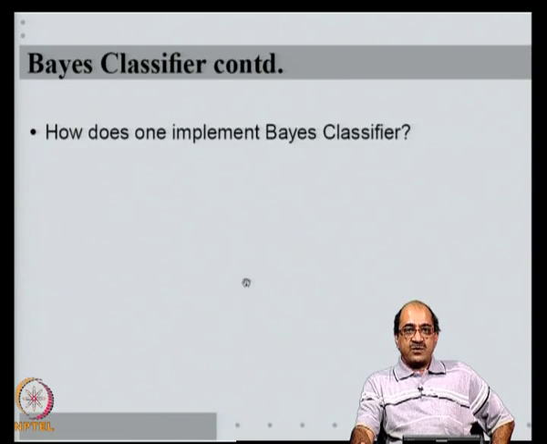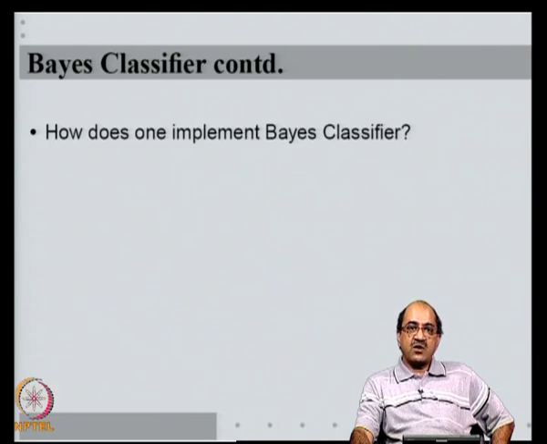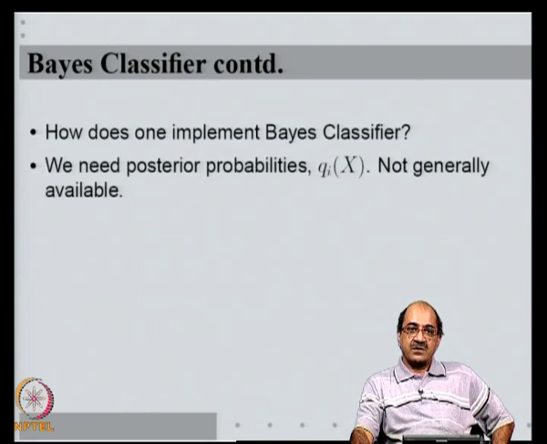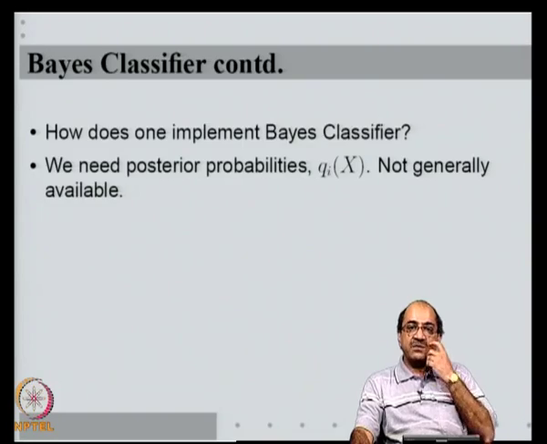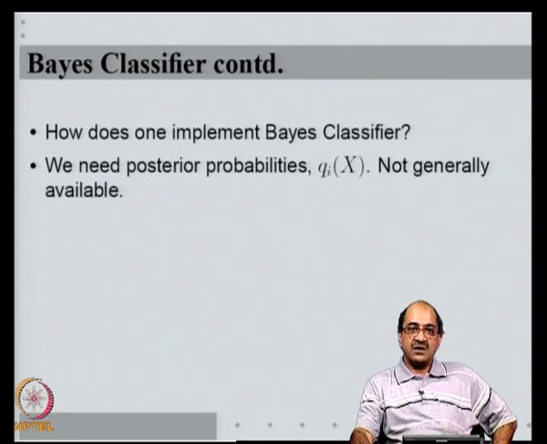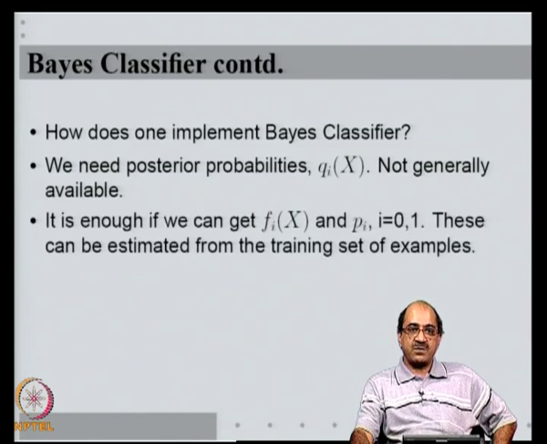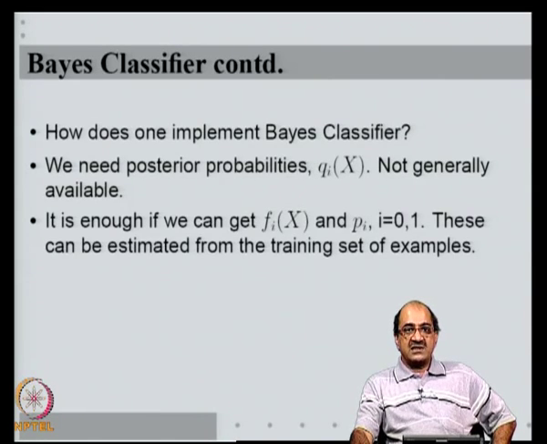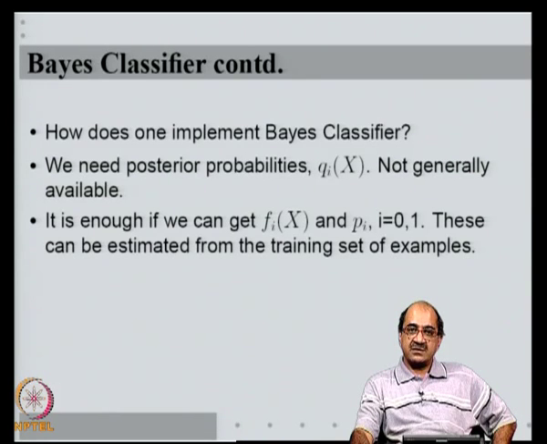So, the Bayes classifier is of course optimal to minimize the probability of error, but how does one implement it? To implement the Bayes classifier, we need the posterior probabilities. Those are not available to us. As I said, the only information we have is the training set of examples. Now, how do I get the posterior probabilities? As you have already seen, it is enough if we have the class conditional densities and prior probabilities, because checking whether q0 is greater than q1 is the same as checking whether p0 f0 is greater than p1 f1.